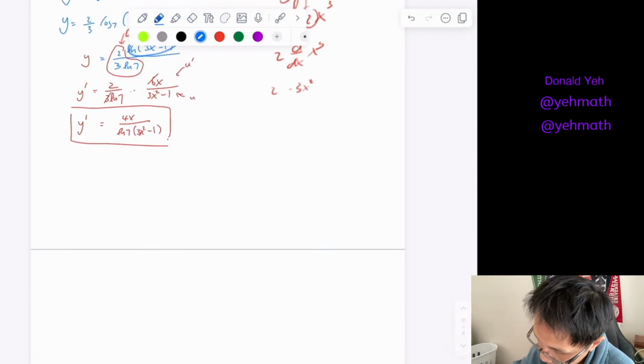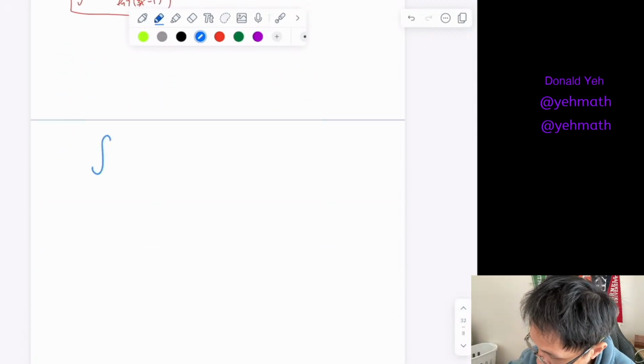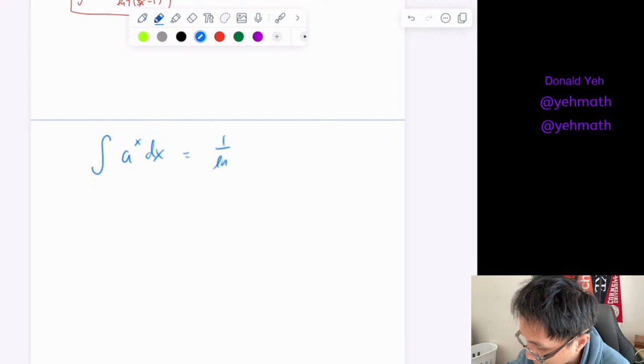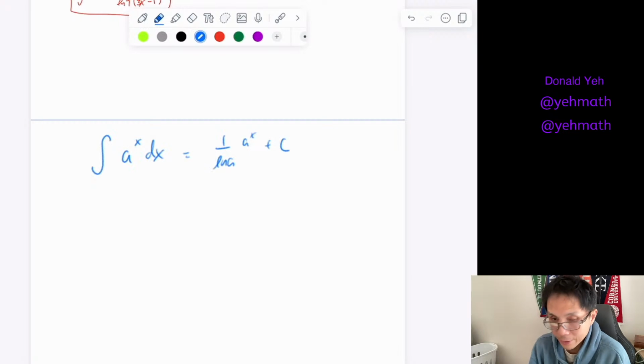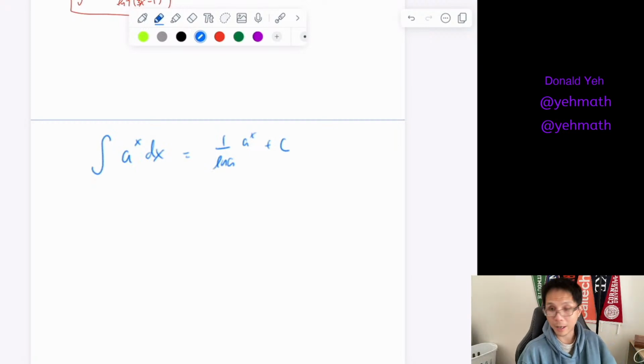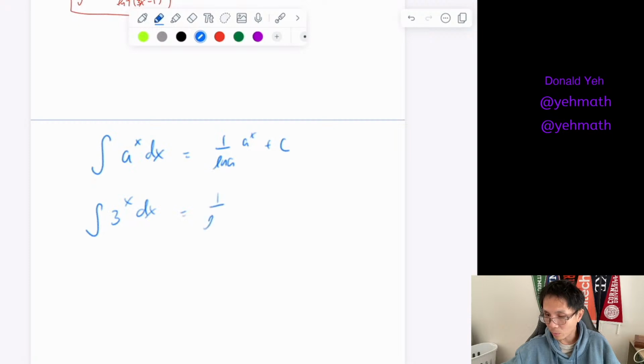Now the last thing I want to talk about is integration of a to the x. The integral of a to the x is going to be 1 over ln of a times a to the x plus c. Now this is one that you have to memorize, and there's no way around it. So if you integrate, let's say, 3 to the x dx, that's just going to be 1 over ln of 3 times 3 to the x plus c.